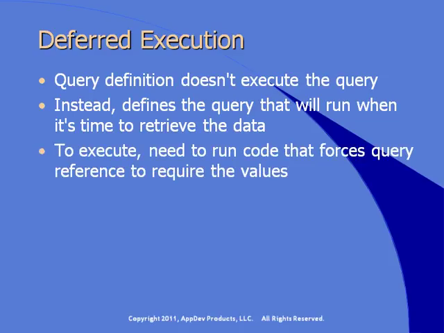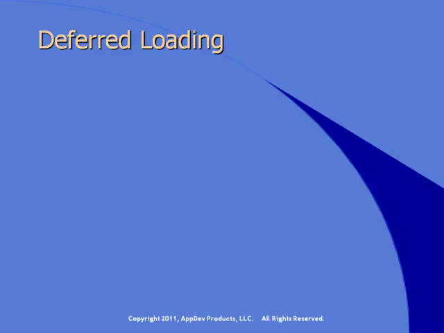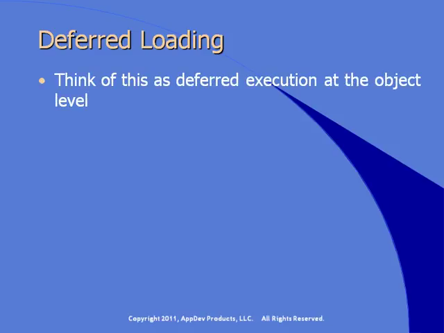So to execute the query, you need to run code that forces the query reference to require actual values. In other words, you define the query, and then when you start displaying the results, that's when the query actually executes. That's deferred execution. LINQ to SQL takes this concept to another level, and that's called deferred loading. And you can think of deferred loading as deferred execution at the object level.